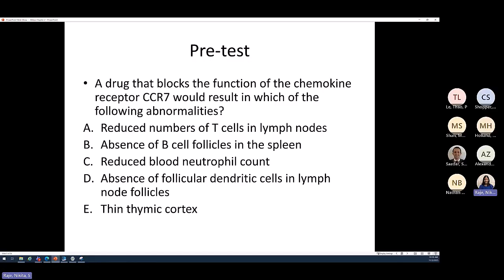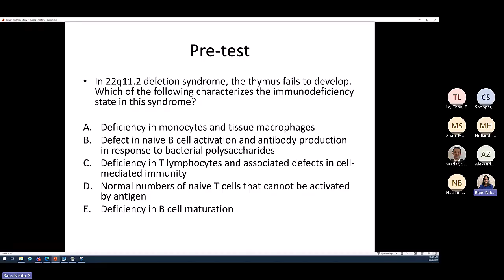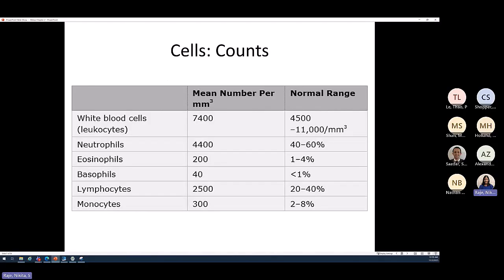A drug that blocks the function of the chemokine receptor CCR7 would result in which of the following abnormalities? I'll let you read through that. Right, in 22q deletion, the thymus fails to develop. Which of the following characterizes the immunodeficiency state in this syndrome? We'll come back to these at the end of the chapter.